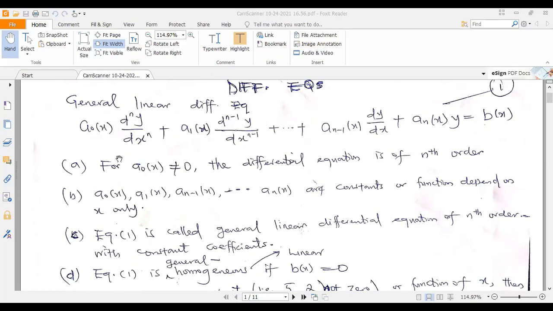Now let's take a look at number 1. In equation 1, a0 of x must never be 0. Because by the time a0 of x is 0, you will notice that the nth order will disappear, right? In that case, we have the problem to be n minus 1th order. But what we are looking for is nth order. So the highest order now is n.